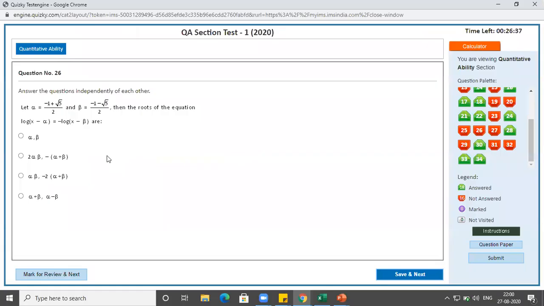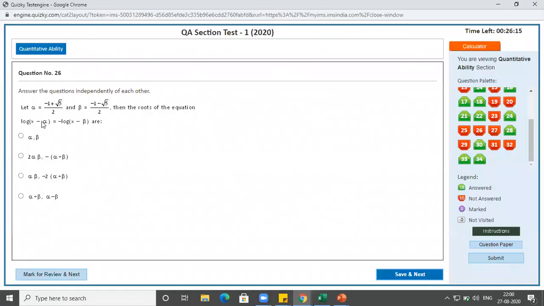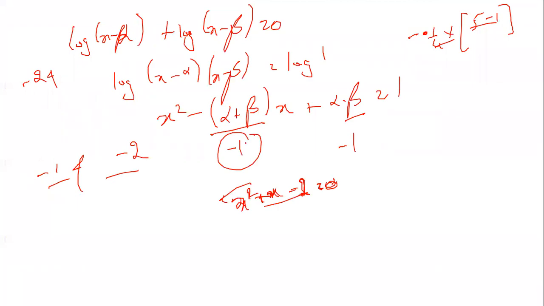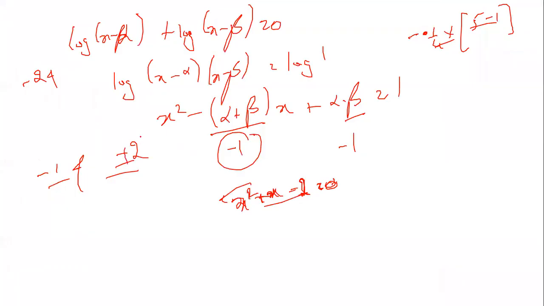x square minus. This is 2 alpha beta. The roots are minus 2 and minus 1. Right, so 2 alpha beta is going to be minus 2. Okay, and then minus of alpha plus beta. Alpha plus beta is minus 1. So plus 1. Minus 2 and plus 2. Oh, this is going to be plus 2. No. C plus A, right? So minus 3. Okay, so answer has to be minus 1 and minus 2.